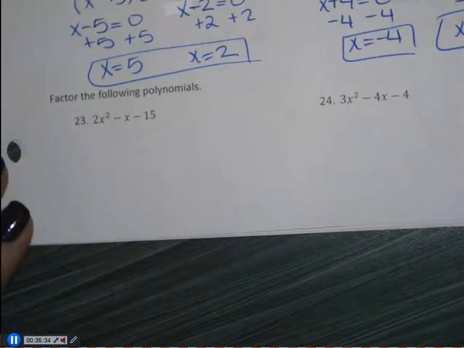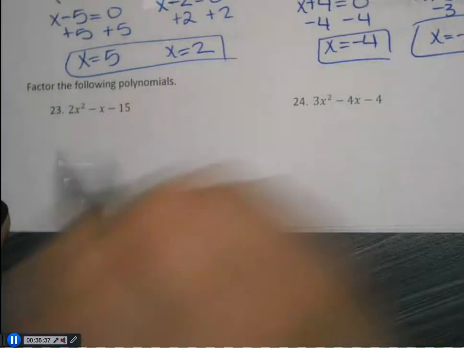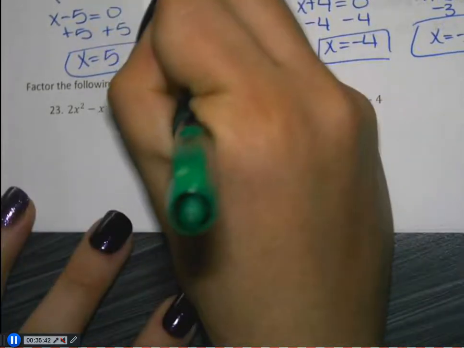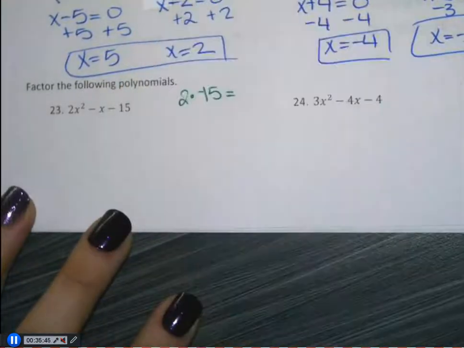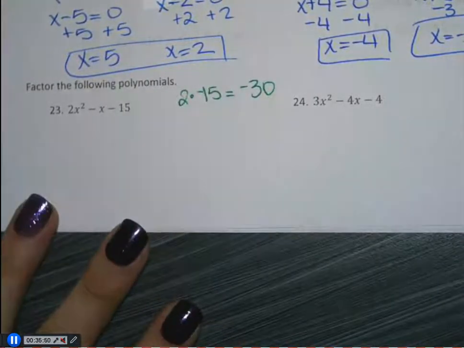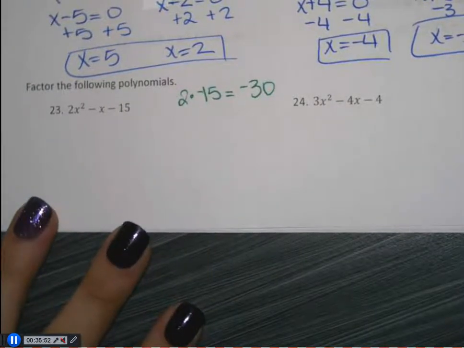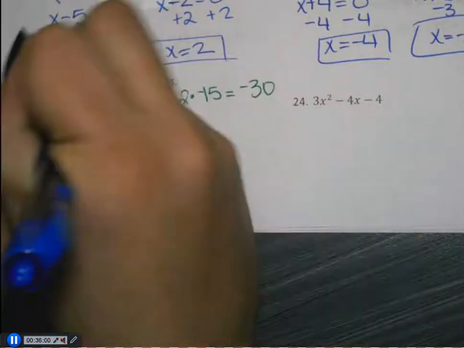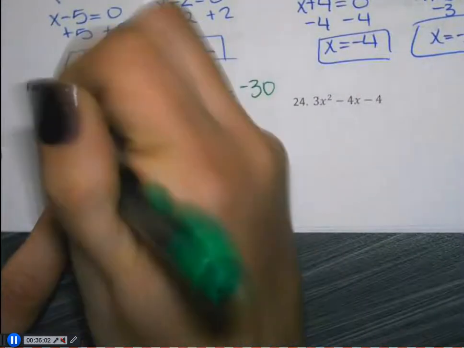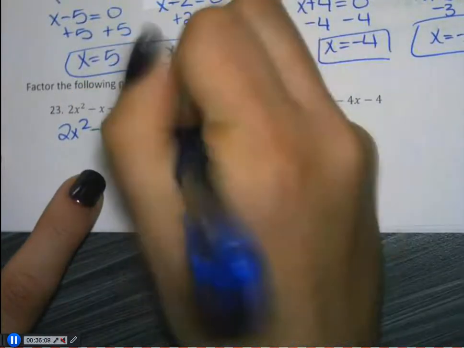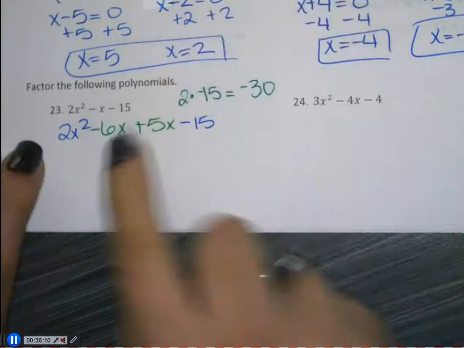Okay, so on 23, I want to take the two end numbers, the 2 and the negative 15, and multiply those together. So 2 times negative 15 is negative 30. What multiplies to negative 30 that adds up to negative 1? Yeah, negative 6 and 5. So I'm going to replace my middle number with negative 6x and positive 5x, because they add up to the same thing as negative x.